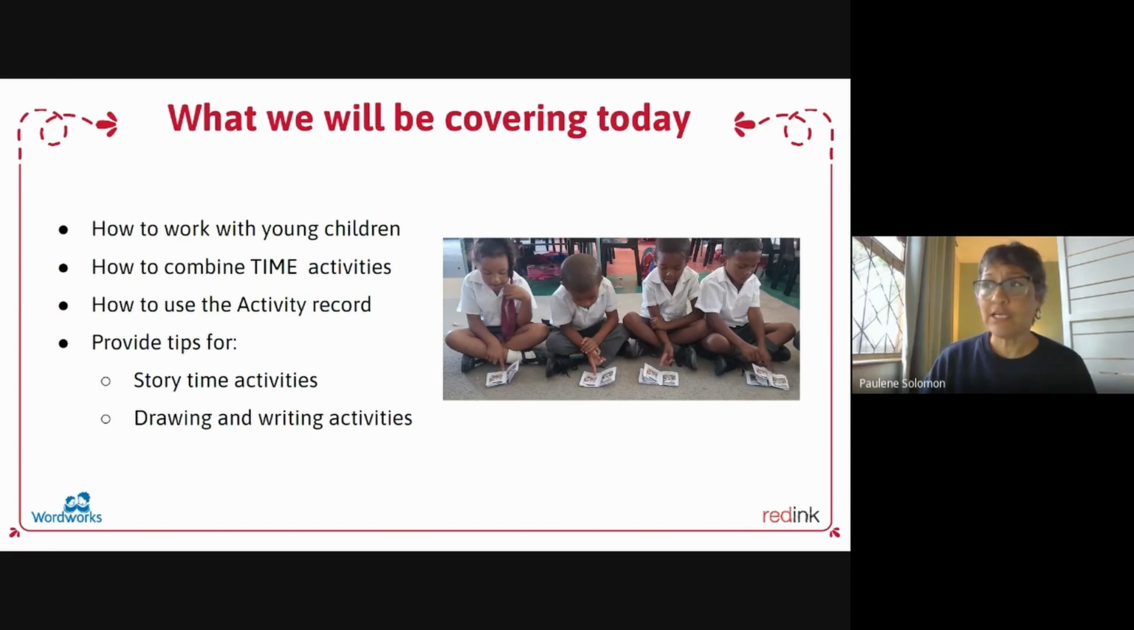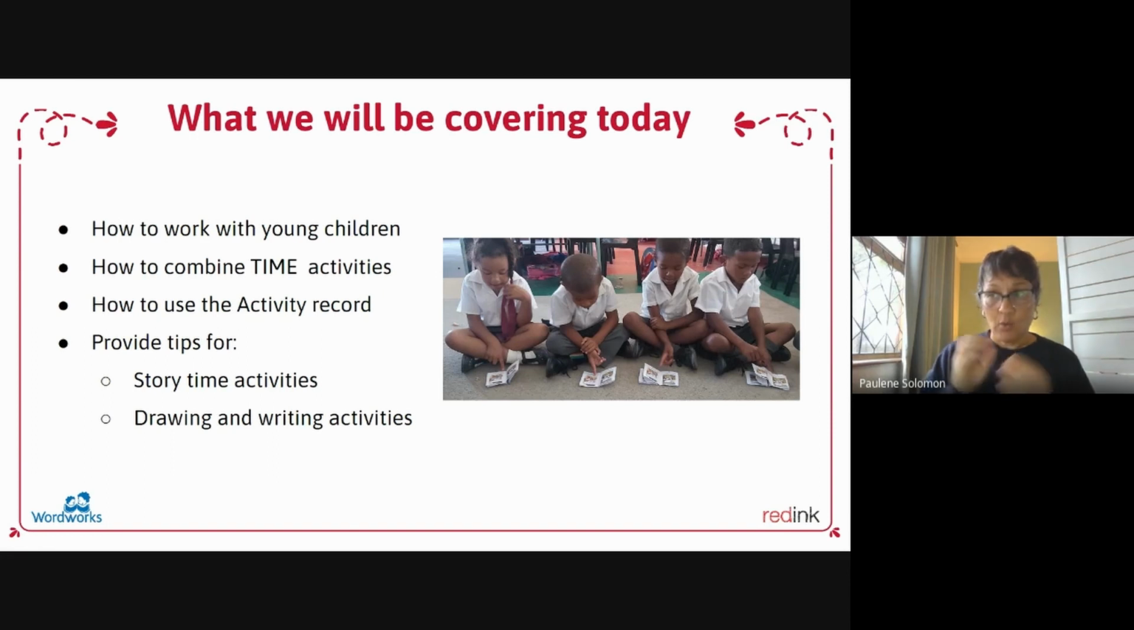And then the rest of the session is all about giving you some tips about how to combine the time activities. And actually, we want to hear from you as well, because you feed into this model, and we can then help others. So we're going to talk a bit about how you can combine the time activities when you're working in a tutor setting. We're going to talk a little bit and hear from you how you are using the activity record. And hopefully you can give each other some tips, how best to use that.